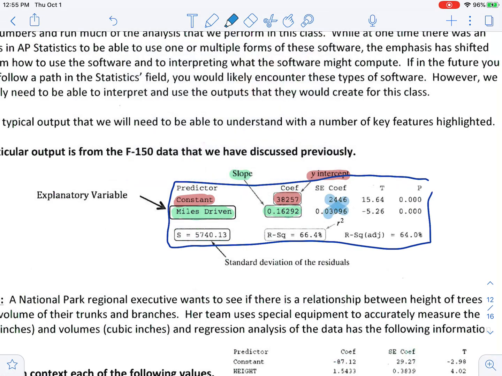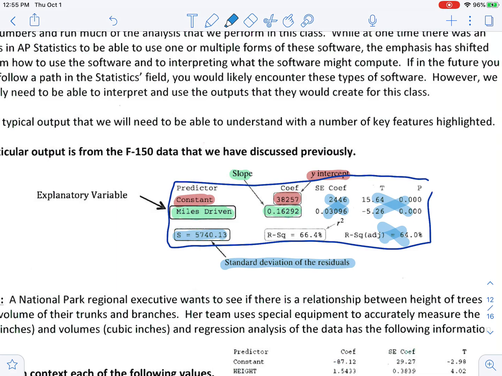These things over here, you don't need to know. However, this one you do. S, I just talked about it earlier, is the standard deviation of the residuals. It tells you how far on average the y value is away from the prediction line. Okay?